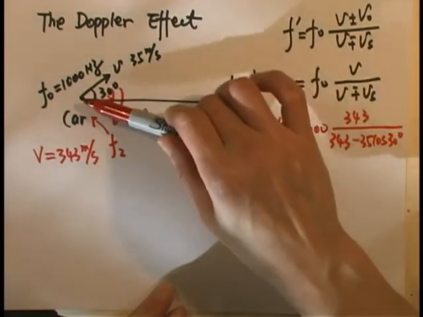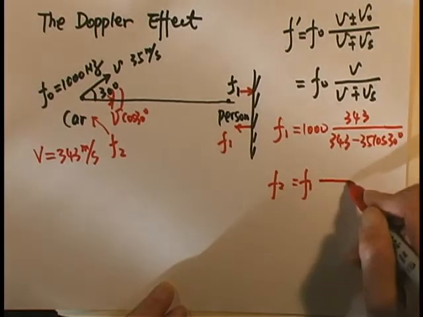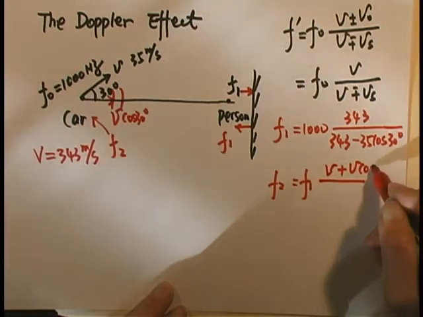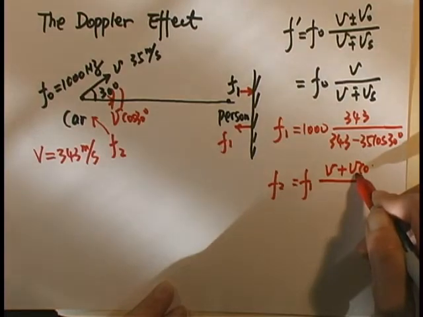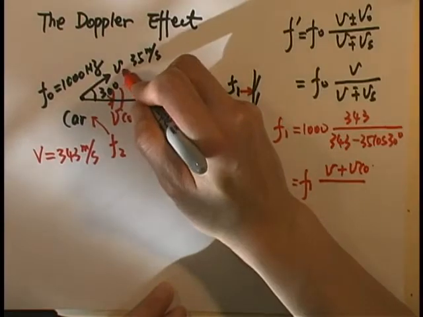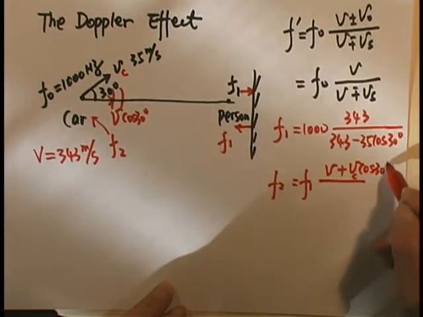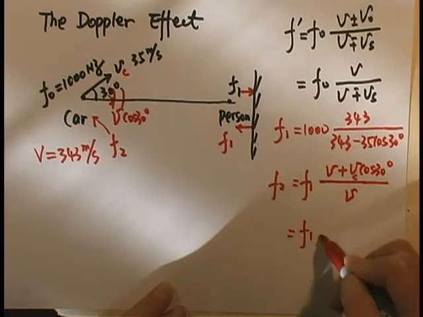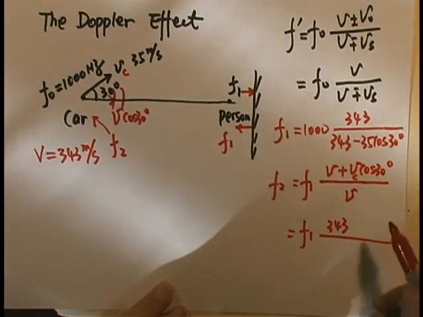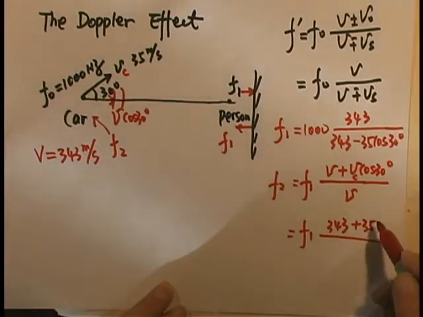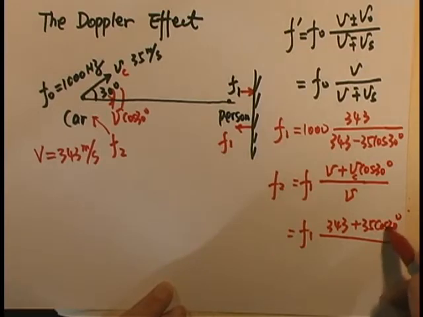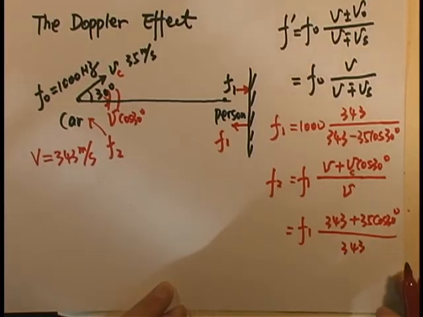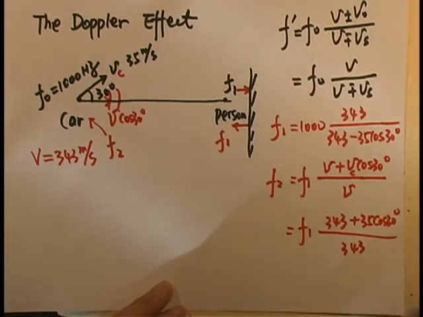Source is stationary. Observer moves towards the source. So we have this equation where the observer moves. So it's V plus V of the car times cosine 30 degrees, because now the observer moved towards the source. The source doesn't move, so this is V. So we have this based on f1, speed of sound 343 meters per second. The speed of the car is 35 meters per second times cosine of 30, that is 0.866, divided by 343, and you will get the frequency heard by the driver inside the car.